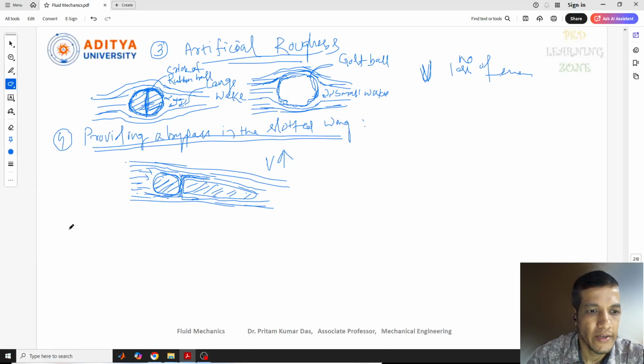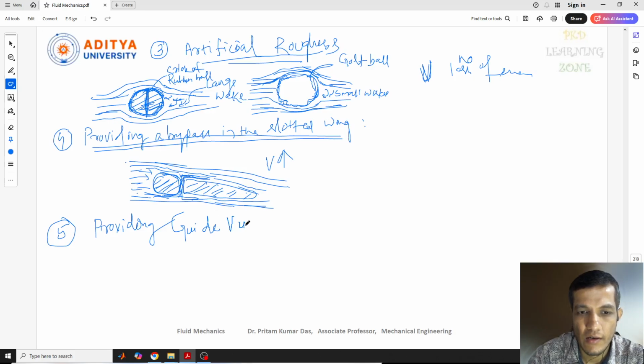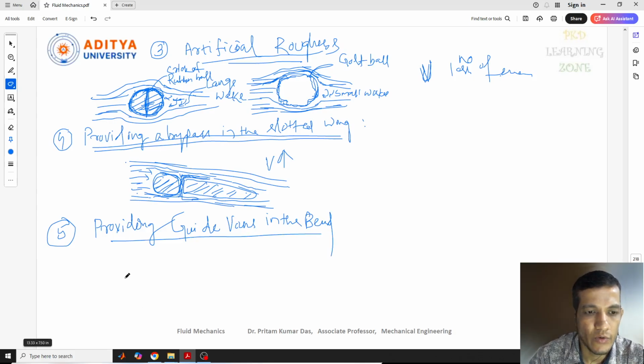Now there is another point: providing guide vanes in the bend pipe. When the pipe is in a bending condition, let's provide guide vanes there. Suppose this is the pipe, the bending pipe. Let's consider this is the bending pipe.